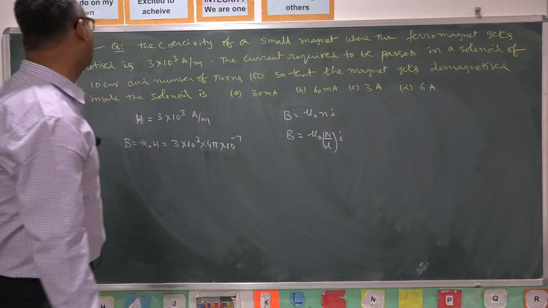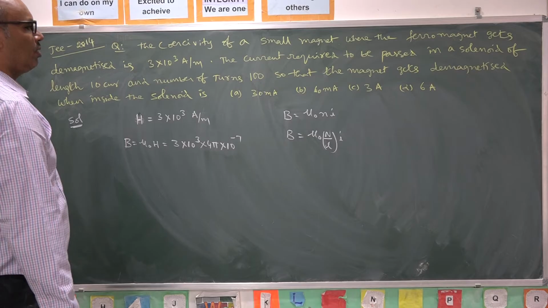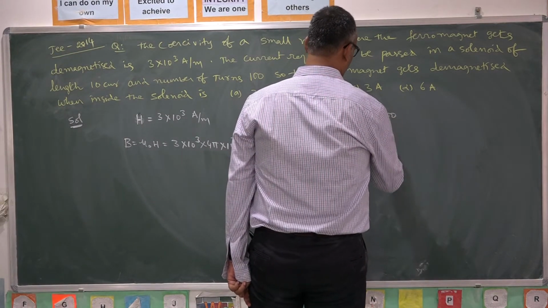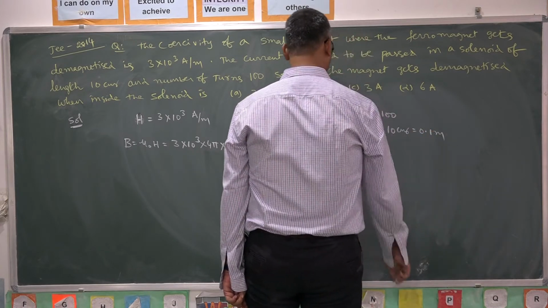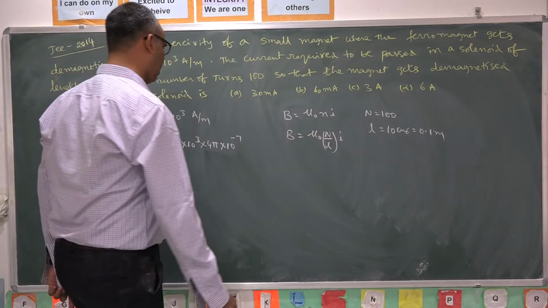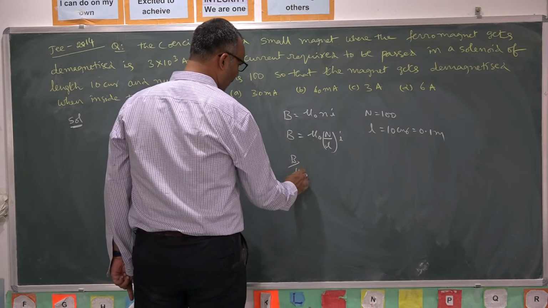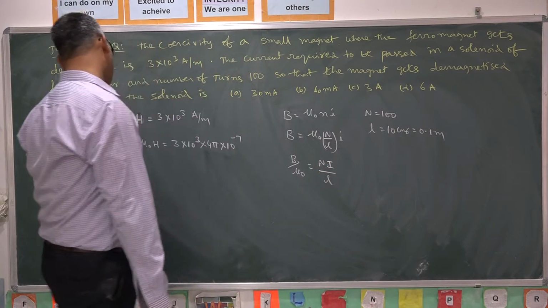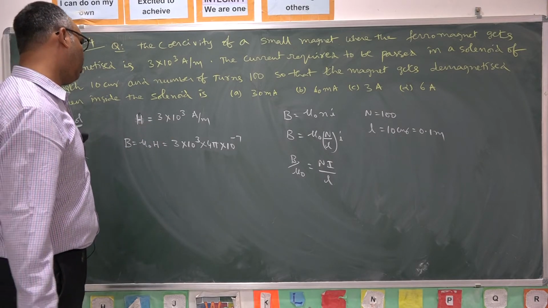Here you are given the length of the solenoid as well as the total number of turns. The total number of turns is 100. Length is 10 centimeters, that is 0.1 meters. So you can write B as mu naught H, or you bring this mu naught this side: B by mu naught is equal to Ni by L. B by mu naught is nothing but H.